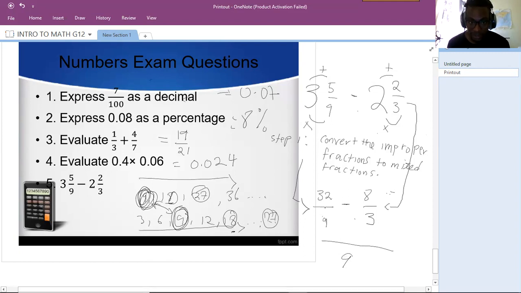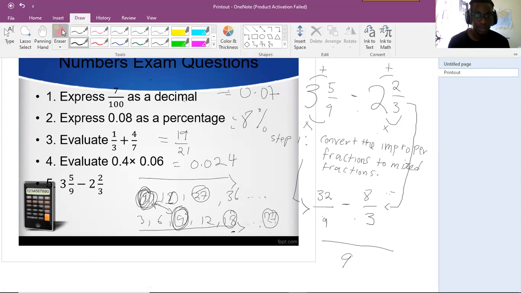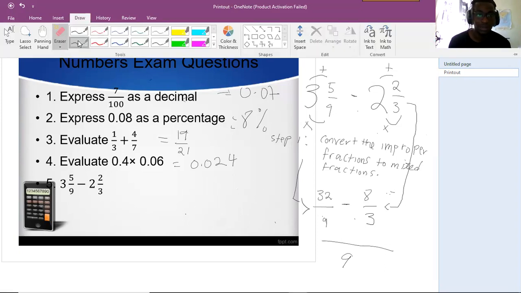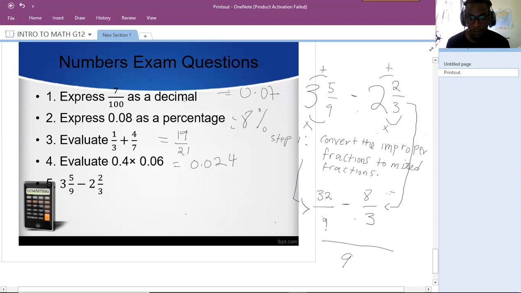Then we solve this fraction. I have to write the answer this side. So we divide and then we multiply, right? We divide and then we multiply. That's how we solve fractions. So we'll say 9 divided by 9, it's 1. 1 multiplied by 32, it will be 32.